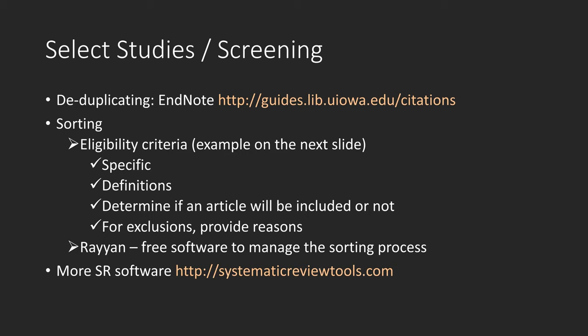After deduplication, we have to sort articles. The selection decision should be made based on the eligibility criteria that are predefined in your protocol. Eligibility criteria should be as specific as necessary. Clarify definitions, help determine if an article should be included or not, and provide reasons for exclusions. Let me show you an example of eligibility criteria on the next slide.